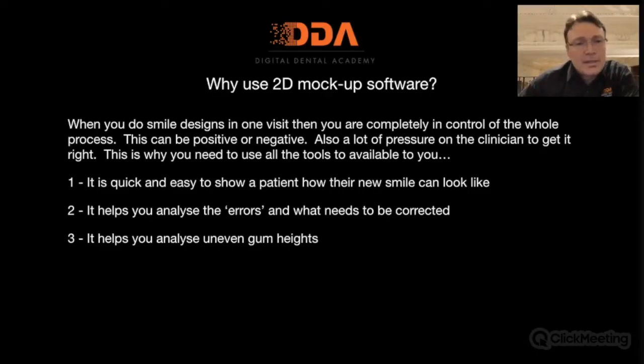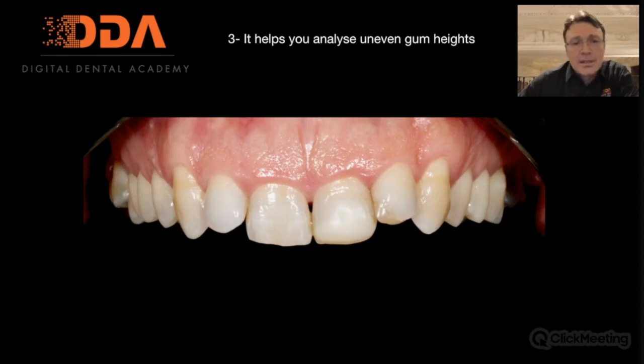The third point is that it helps you analyze uneven gum heights. For quite a long time, I used to do smile design and didn't look at the gum height so much, because I was more focused on making the smile look great, but I wasn't looking at the whole picture. What this software really helps with is giving you a good idea of what kind of gum problems you possibly have, and how much of a gum problem there is. If you look at this slide, you can see that this patient has a gum issue, and that needs to be analyzed. Once you've done the mock-up, you can better see where that needs to be.